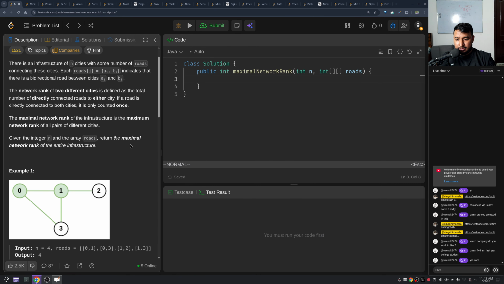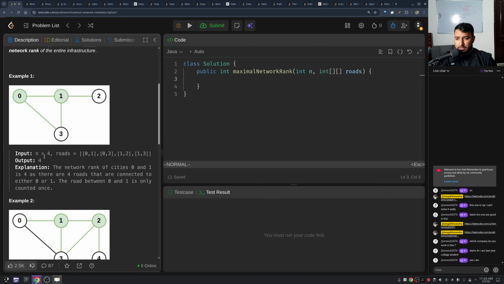Okay, let's look at an example, easier to understand. So we have n is equal to 4, so we have 0, 1, 2, and 3. There are these roads.